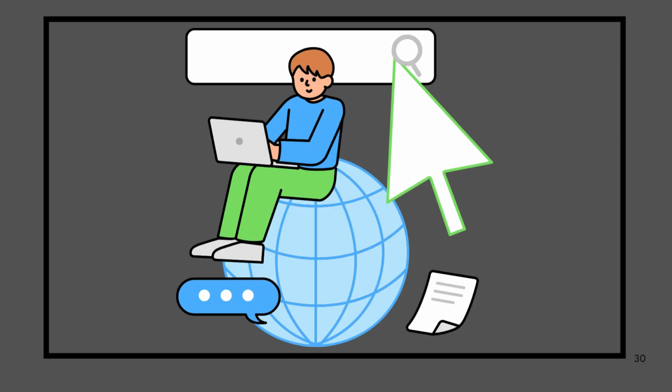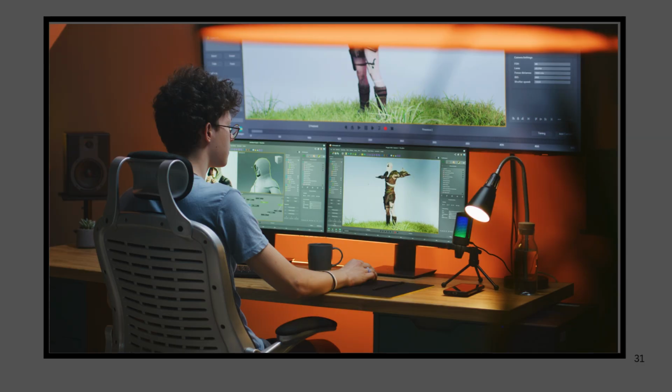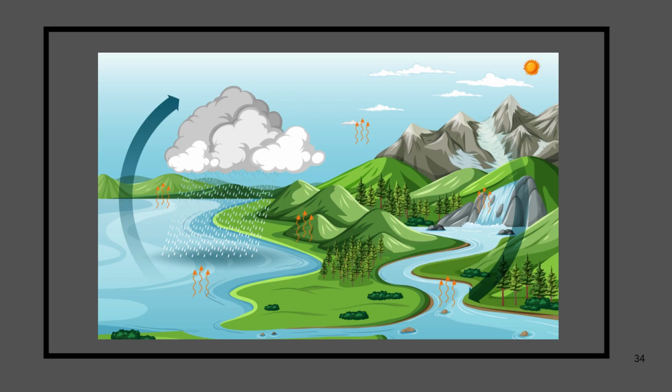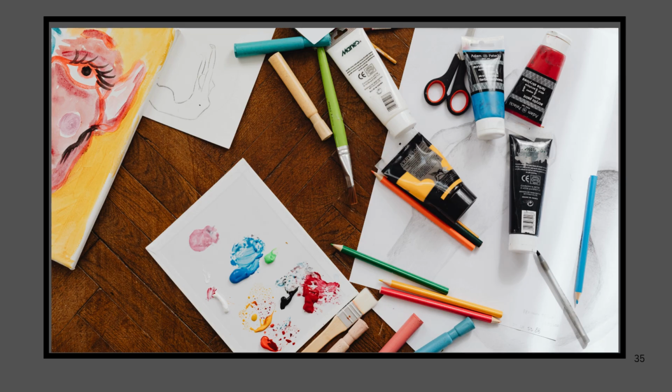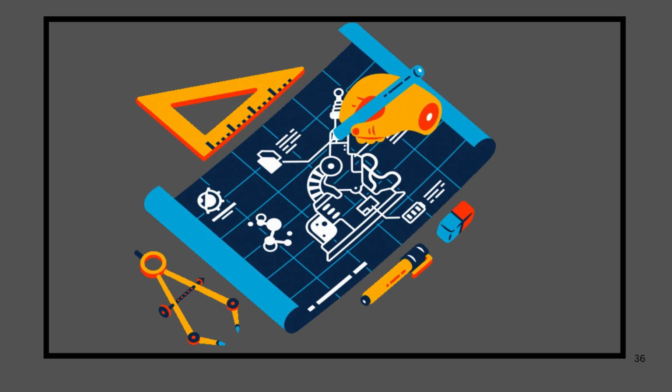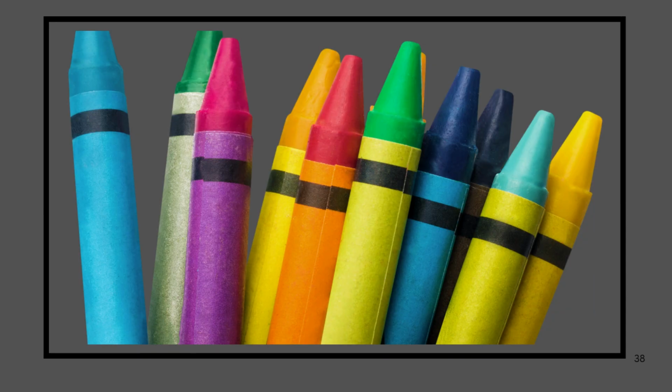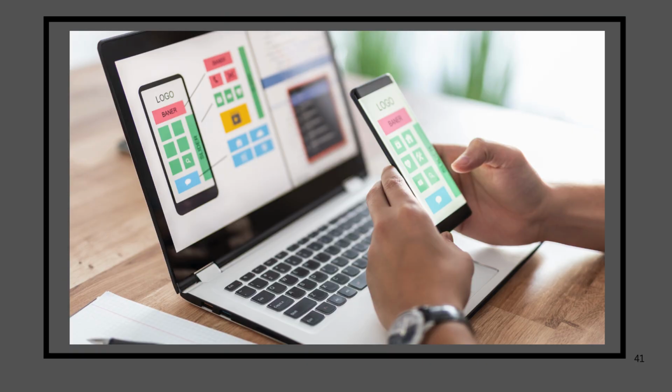The next thing we need is an internet connection to use animation tools. If that's not available, we can use alternatives such as offline videos or printed posters of cycles. Next, we need drawing materials to create your own diagrams. If that's not available, we can use alternatives such as crayons, chalks, a whiteboard, or a drawing app.